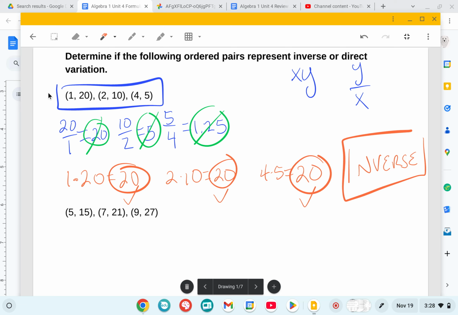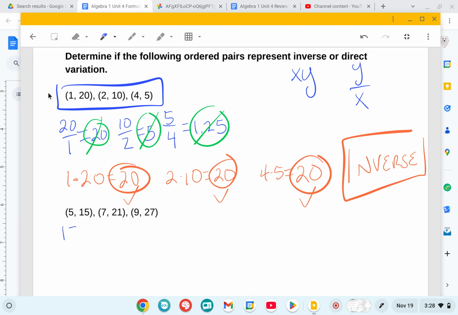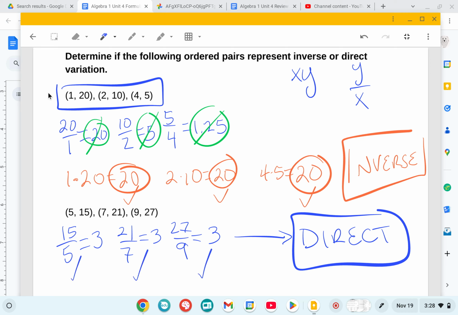Looking at the next one, same idea. So I'm checking to see if this is inverse or direct variation. I'll start by doing 15 divided by 5, 21 divided by 7, and 27 divided by 9. That gives me 3, that gives me 3, that gives me 3. And so that means this is direct because it checked out. They were all the same result. That's what you're looking for.